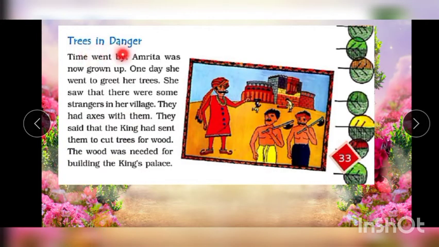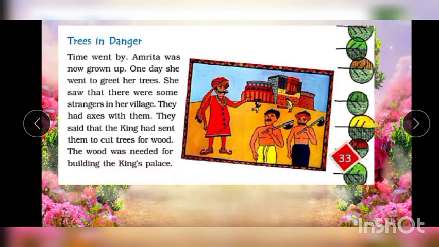Trees in danger. Time went by. Amrita was now grown up. One day she went to greet her trees. She saw that there were some strangers in her village. They had axes with them. They said that the king had sent them to cut trees for wood. The wood was needed for building the king's palace.